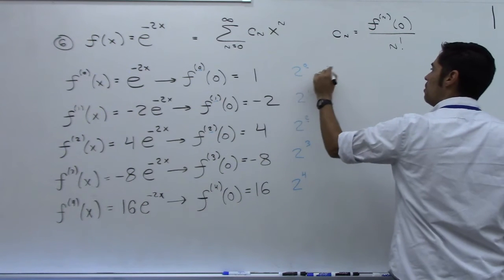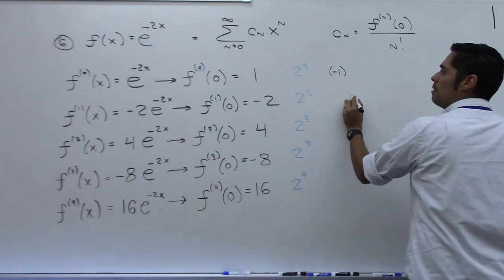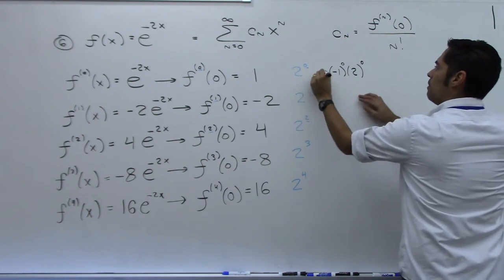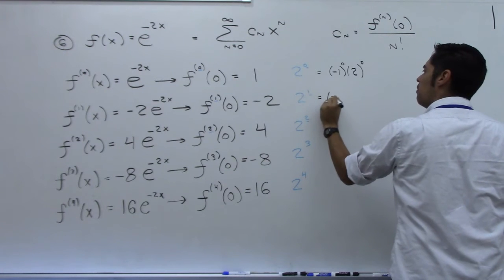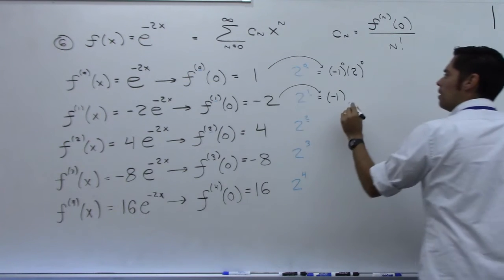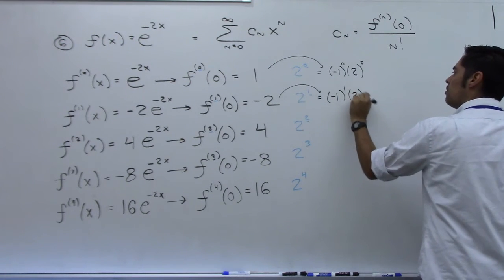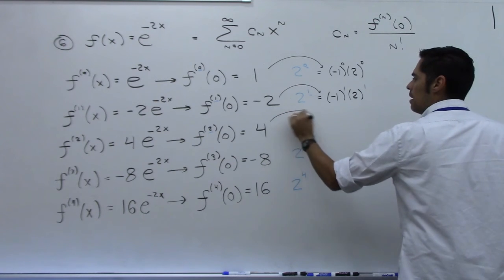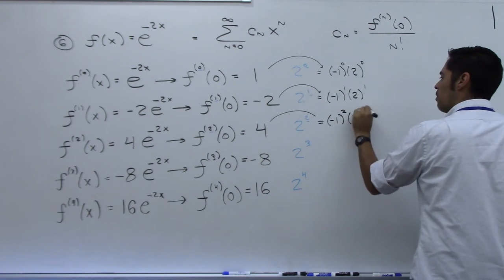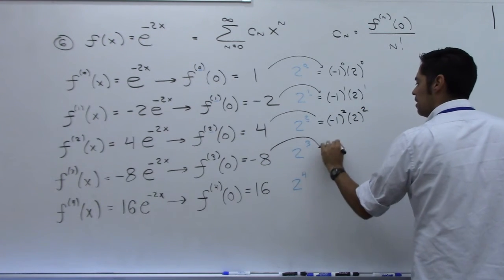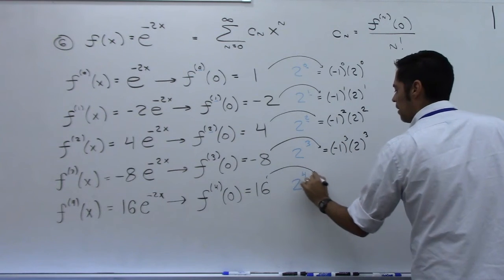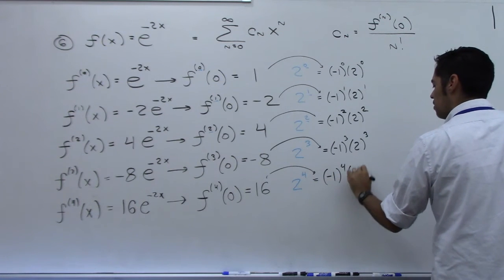How about if instead of 2, I put negative 1, right? This was negative 1 to the 0, 2 to the 0. That's this one. This one right here is negative 1 to the 1, 2 to the 1. And then this one right here is negative 1 squared, then 2 squared. And then this one right here is negative 1 cubed, 2 cubed. And then this one right here is negative 1 to the fourth, 2 to the fourth.